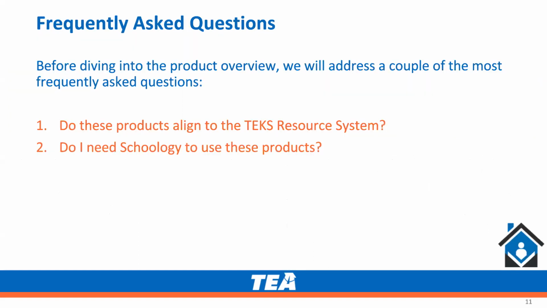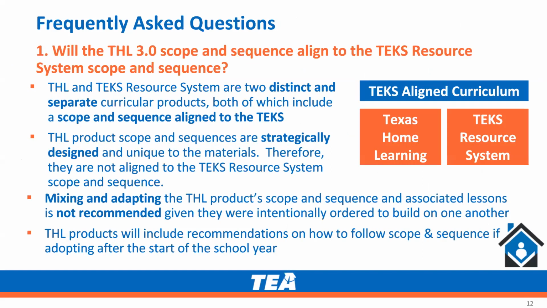I also want to quickly address a couple frequently asked questions that we get. One question being whether products align to the TEKS Resource System, and another related to whether you need Schoology. So for the TRS question, THL and the TEKS Resource System are 2 distinct and separate curricular products, both of which contain a scope and sequence that align to the TEKS. So the scope and sequence for each product is different, but both of them are TEKS aligned.